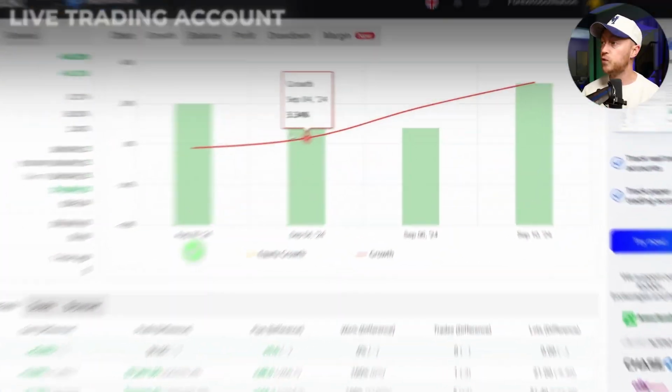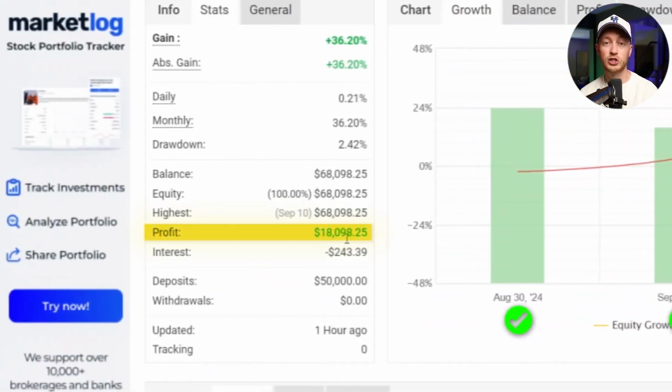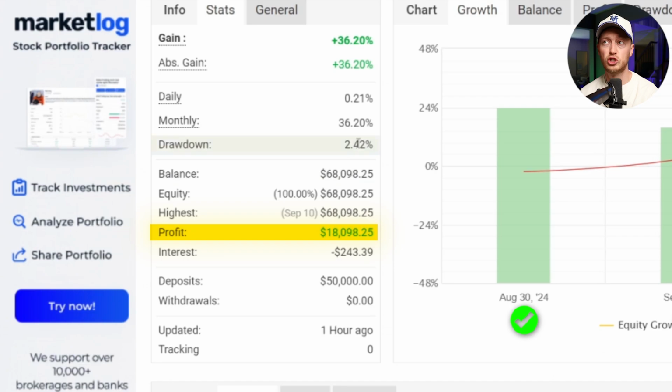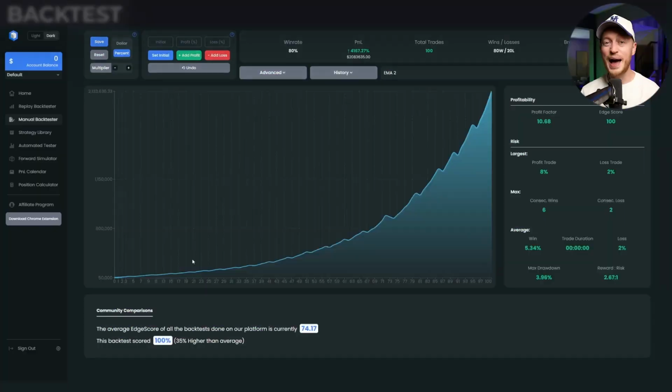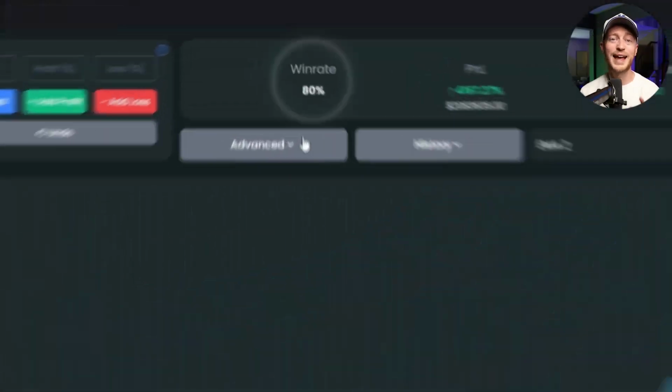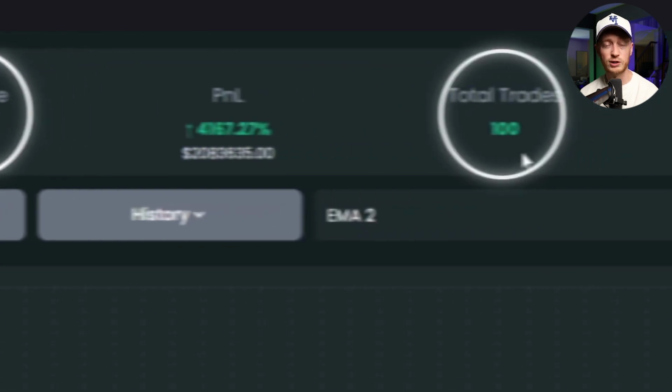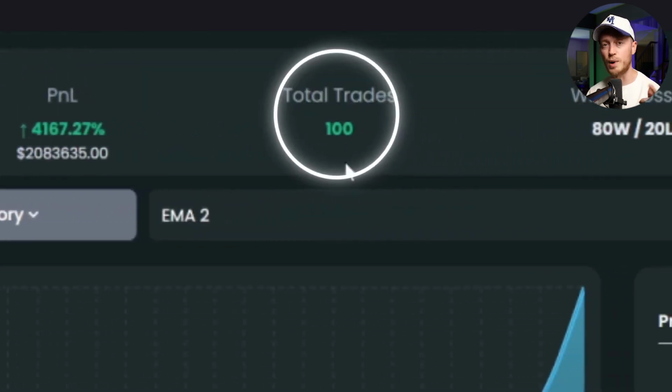Now, let's make some money. Here in my live trading account, 4 trading days, $18,000 in profit with a drawdown of just 2.42%. In my backtest, an incredible equity curve and an 80% win rate on 100 trades. This truly works. Let's pop up the charts.